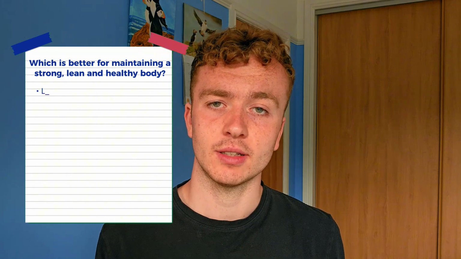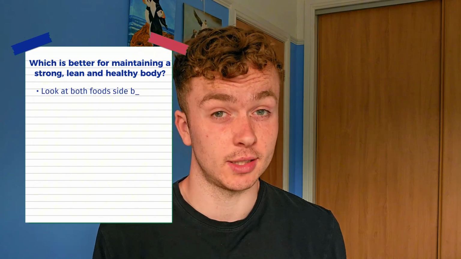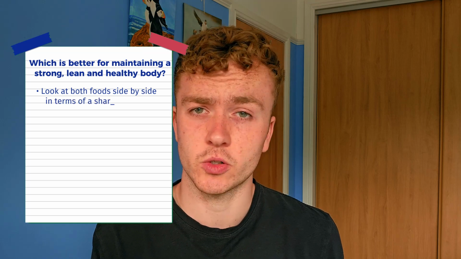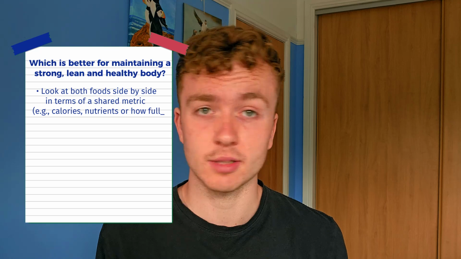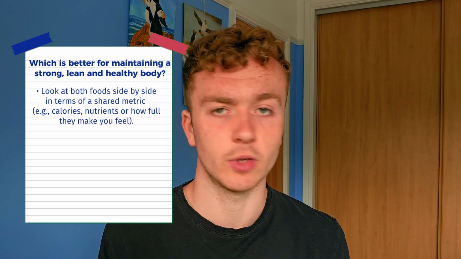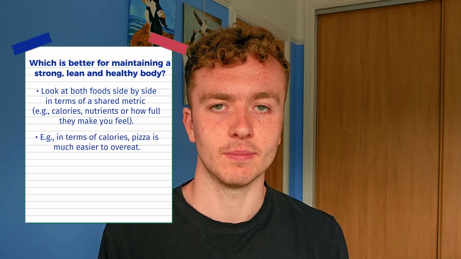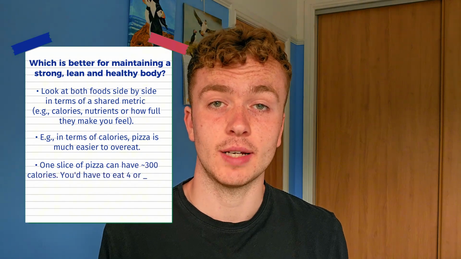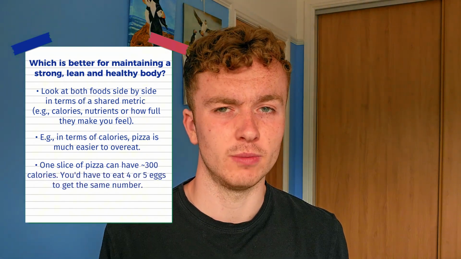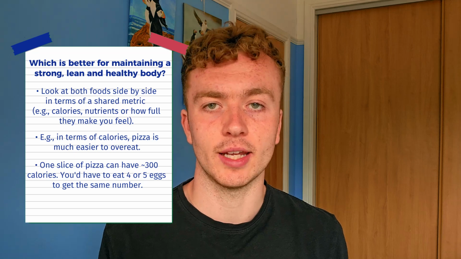You'd probably look at both foods side by side in terms of some shared metrics. So for example, in terms of the calories, in terms of the nutrients, maybe how full they make you feel, right? So for example, in terms of calories, pizza is much easier to overeat. One slice of pizza can have like 300 calories, whilst you'd have to eat 4 or 5, depending on the size, whole eggs.